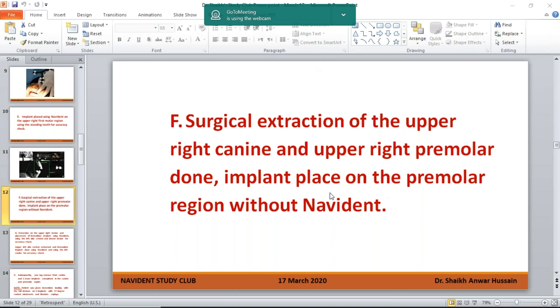So subsequently, I removed the upper right canine and the upper right premolar, but this time the extraction was not very straightforward. It was a little bit traumatic because the teeth were very brittle. So instead of planning and placing the implant with Navident, I proceeded to do it without Navident in this case, just to get the work going, because the patient also was getting a little bit restless, naturally, as she was undergoing so much work.